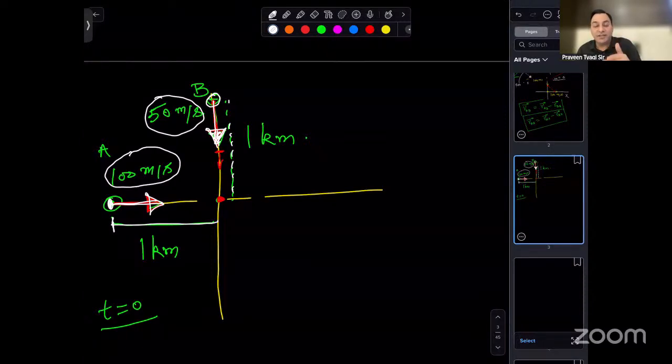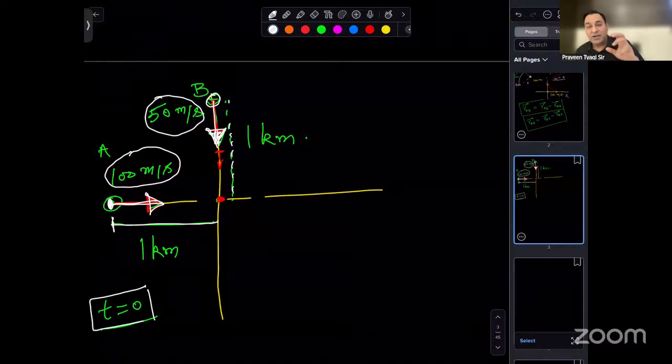They will not meet each other. They will not hit each other. There will be a time after which they will come closest, and after that they will start going far away. I want you to tell me when they will come closest, after how much time from the beginning. At t equal to 0, they started the motion from these respective points A and B. You have to tell me after how much time they will come closest, and what is that closest distance of approach. Try to do it.